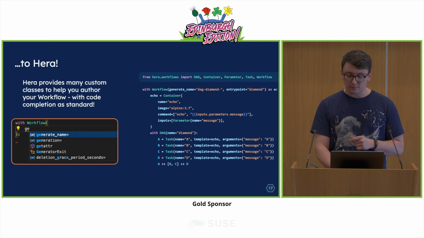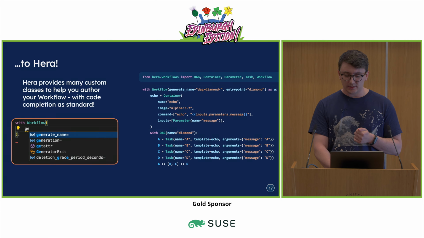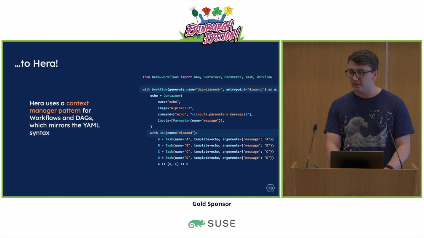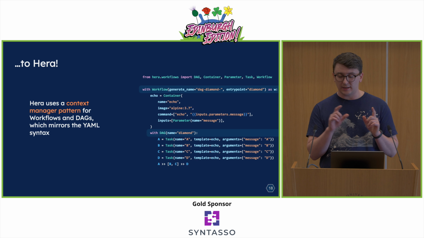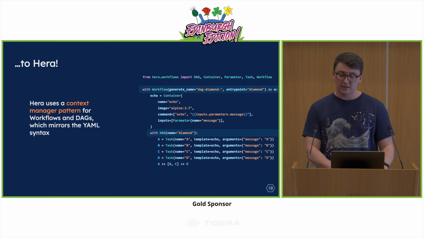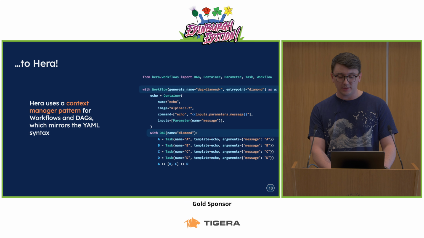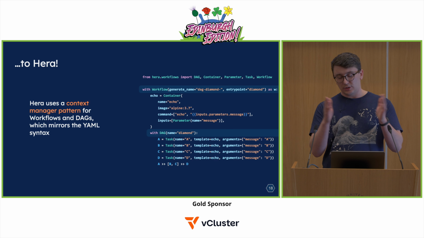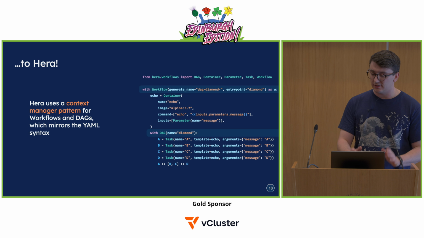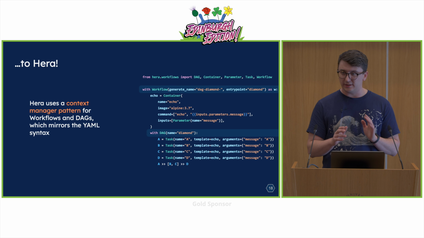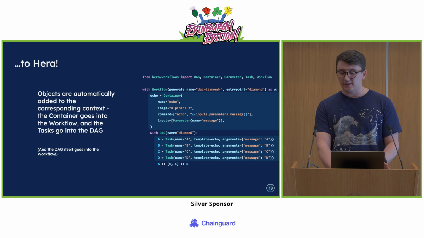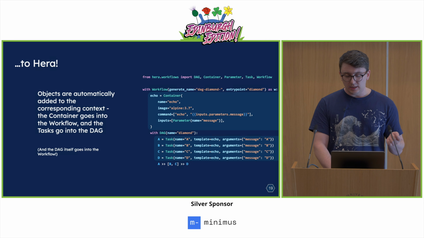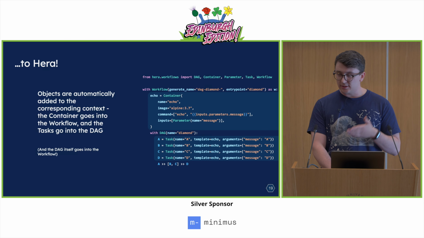So you get nice code completion, things kind of make more sense. And we have this context manager pattern. If you've used Python, you get to use this with syntax, and then that creates a new context. And that kind of looks like the YAML dictionary format if you squint your eyes a bit. So when you're reading documentation from both sources, if they're using YAML or they're using Python, you can orient yourself. So inside the context, objects are added automatically. The container goes into the workflow, the tasks go into the DAG.